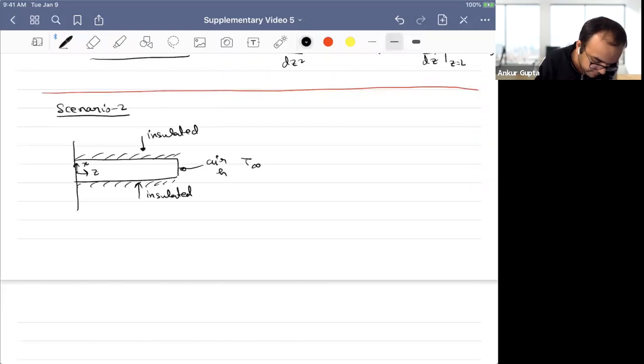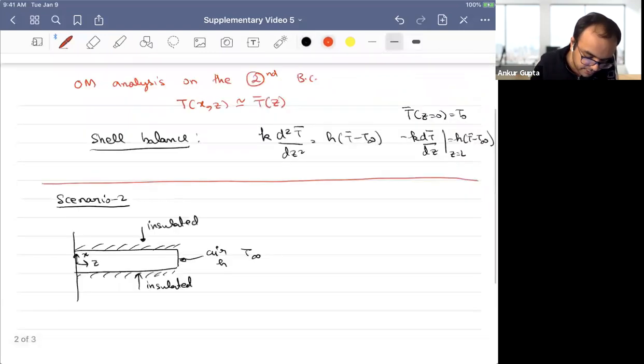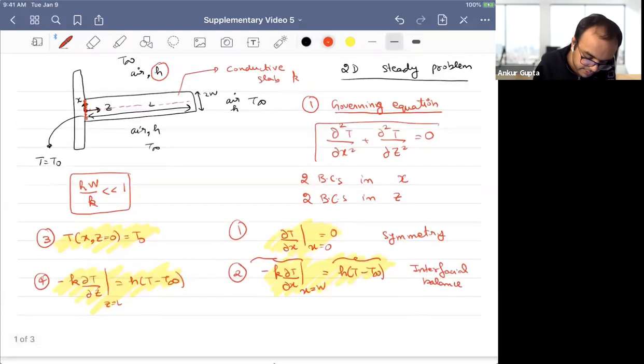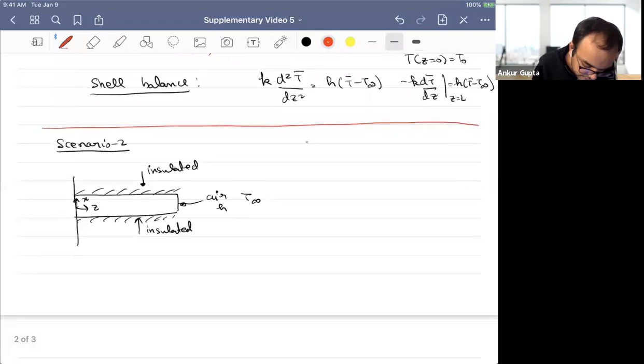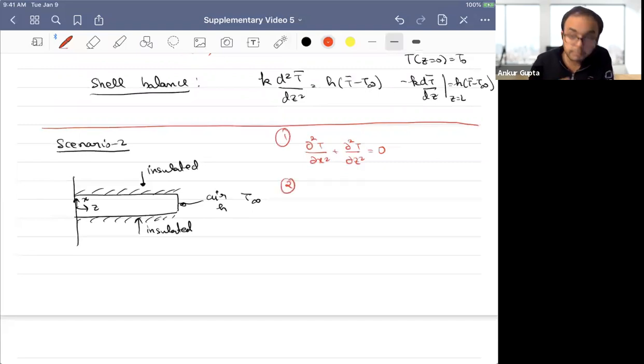So we'll have the same governing equation, which is del square T by del X square plus del square T by del Z square is equal to 0, right? So the first step remains the same, which is the same governing equation, steady and 2D, but the boundary conditions are now different. So what are the boundary conditions?